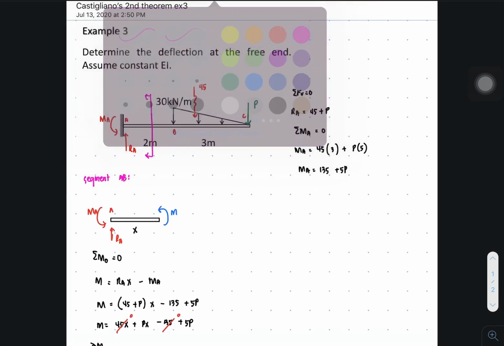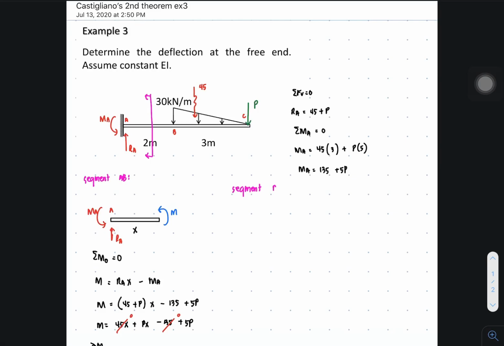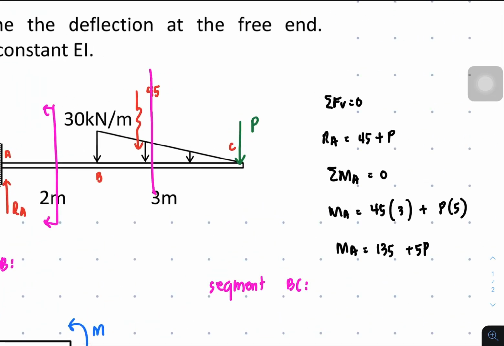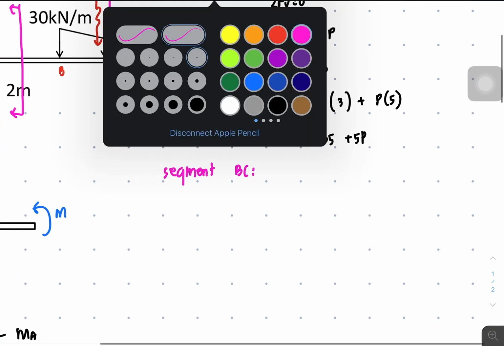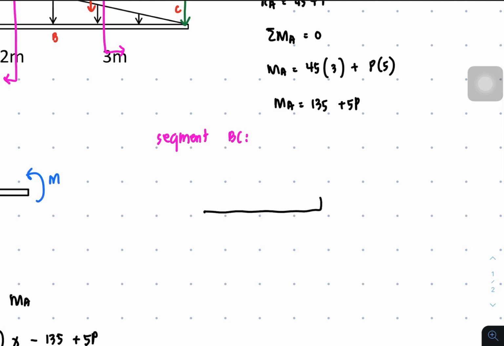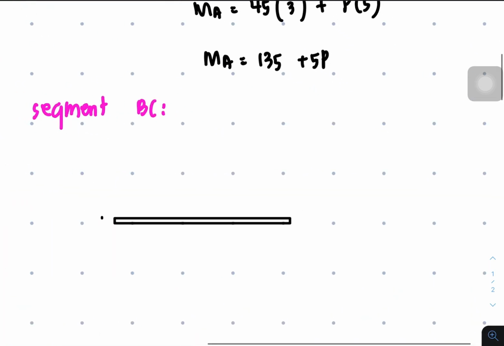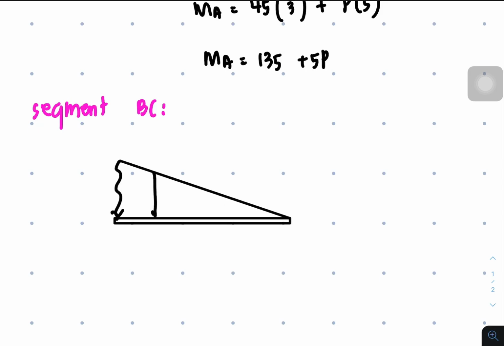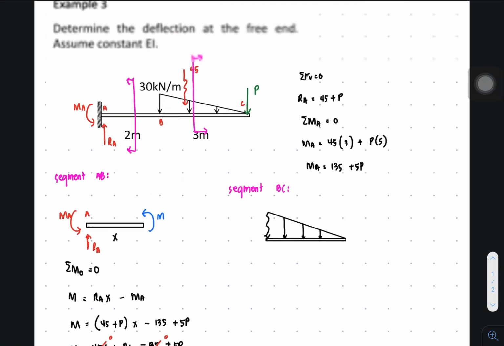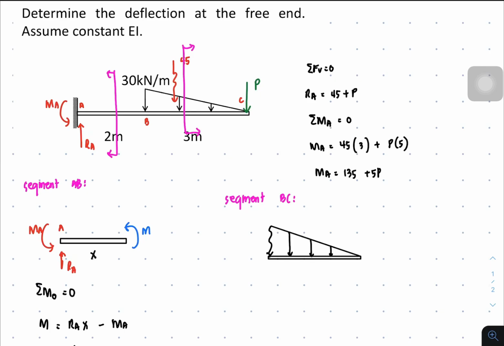Okay. And let us proceed with the segment BC. For segment BC, I will be cutting here, and this is now the portion of cutting. So here, I have a triangular loading. The reason why I did not consider the right side is because it's going to be complicated. It's going to be a trapezoid.